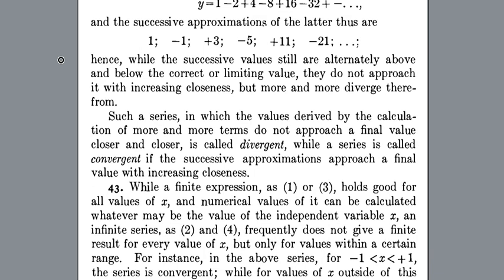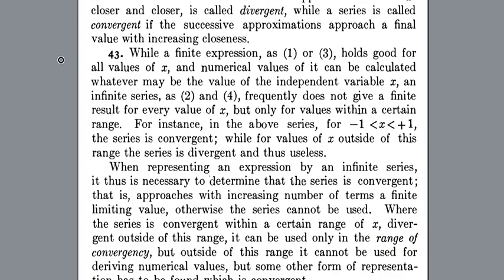Such a series, in which the values derived by the calculation of more and more terms do not approach a final value closer and closer, is called divergent, while a series is called convergent if the successive approximations approach a final value with increasing closeness.